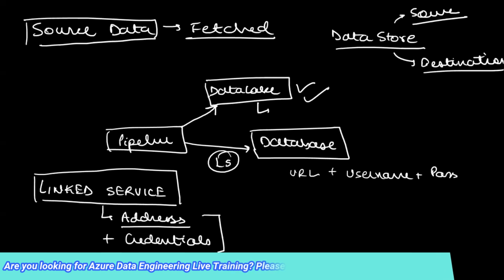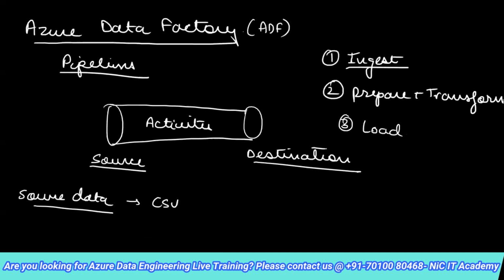Is this clear to everybody? A data store could be a source of my data, or it could be the destination of my data, where I want to post this data after the processing has been done. We've not discussed Data Factory in depth because it's a demo class, but Data Factory only gives you data movement and data transformation features.